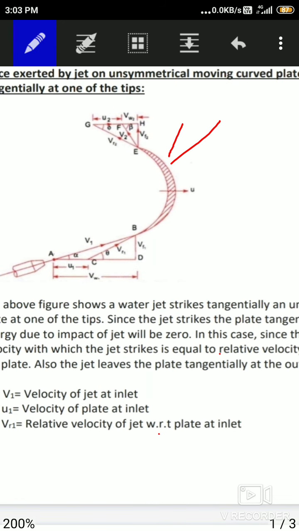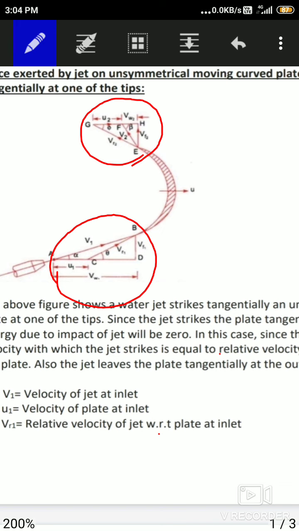This is our unsymmetrical moving chord plate. This is the pipe or nozzle through which jet comes out and strikes the vane or chord plate. In this figure, you must be able to see there are triangles. Here there is a triangle and here there is another triangle. These triangles are called velocity triangles. These velocity triangles represent velocity vectors.